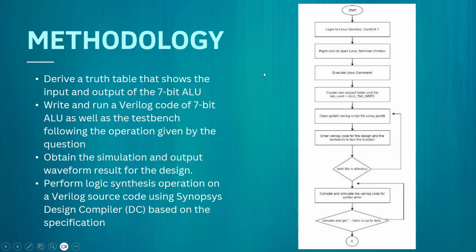Next, for the methodology, we need to derive a truth table that shows the input and output of the 7-bit ALU. Next, we write and run a Verilog code of the 7-bit ALU as well as the test bench, following the operations given by the question. Next, we need to obtain the simulation and output waveform result for the design. Last but not least, we need to perform logic synthesis operation on a Verilog source code using Synopsys Design Compiler. As you can see in the picture on the right, we have the flowchart for our process.